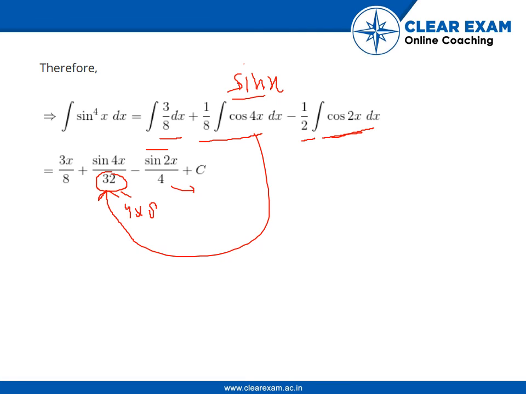So how does this 4 come? This 2 and sin 2x by 2. So that is it. That is our final answer.